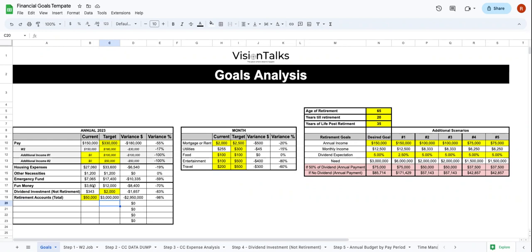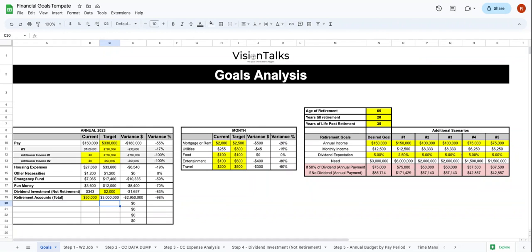But overall, this is just a snapshot of general goals that you have for yourself, where you're at, taking the time to go through that, and then figuring out where you're going. Now, we'll go much further into detail in some other tabs, but this is how you can look at it. It's annual, you have your month, and then here we're just calculating retirement.